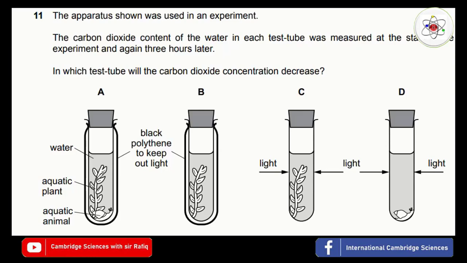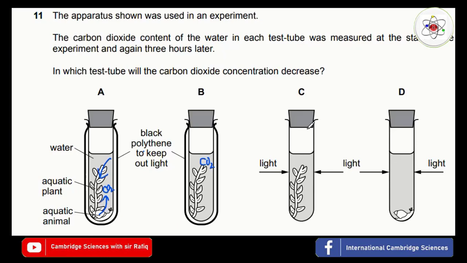So the plant cannot photosynthesize. Carbon dioxide from the aquatic water will not go into the plant. And the other thing is that the aquatic animal will be releasing carbon dioxide during respiration. So the carbon dioxide level will increase over here, and here the carbon dioxide level will remain constant because carbon dioxide is not going into the plant for photosynthesis, as this plant is not able to photosynthesize.